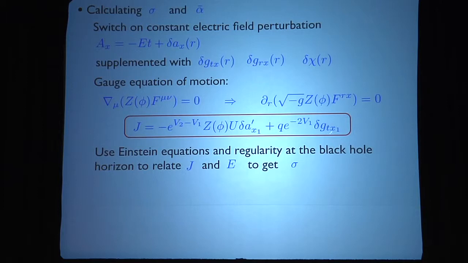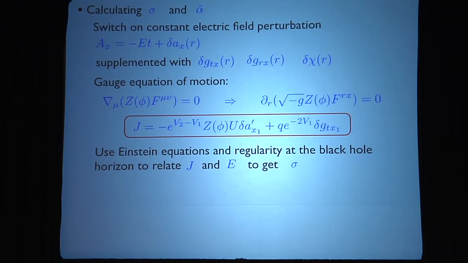Now, I have to work a little bit, because I want to determine how these quantities behave at the event horizon. But you can sort of begin to see immediately what's going to happen. This perturbation has to be such that this is well-defined. I've got to work a little bit harder with the Einstein equations to see what happens there. But basically, it's just regularity at the black hole event horizon. And if I impose that, it turns out with a few extra lines of calculation, you can relate J and E, and then we get sigma.